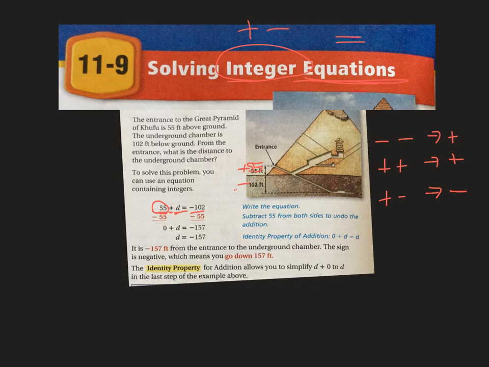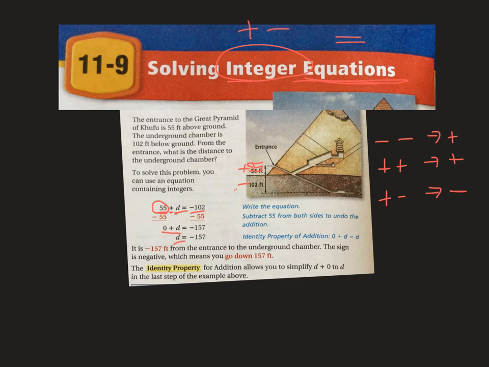Is negative 157 feet from the entrance to the underground chamber? It is. The sign is negative, which means you go down 157 feet. The identity property for addition shows you to simplify 0 plus d to d in the last step of the sample above. Yeah, that's a good reason. We need to know that because of the identity property we can drop the 0 plus d.